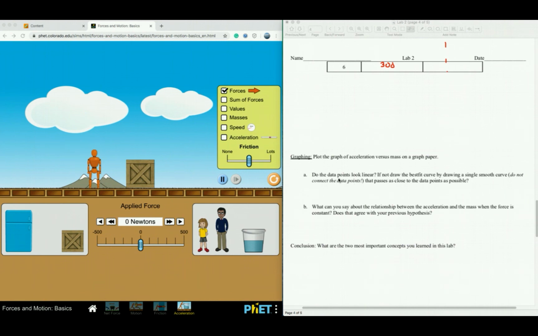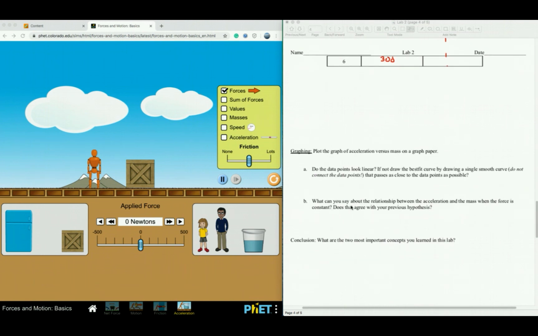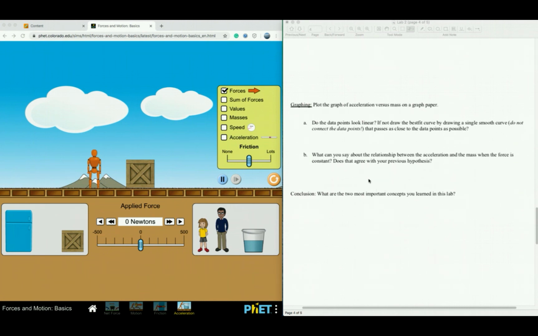So the question is asking, do the data points look linear? You need to decide whether it's linear or not. If it is not, then you need to draw a curve. That's what it says. What can you say about the relationship between acceleration and mass? Whether the relationship is directly proportional or inversely proportional, you need to decide that. And does that agree with your previous hypothesis? So you compare your result here with your previous hypothesis, and then see if your result agrees with your hypothesis.